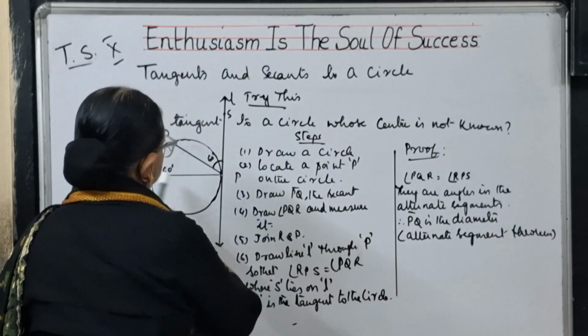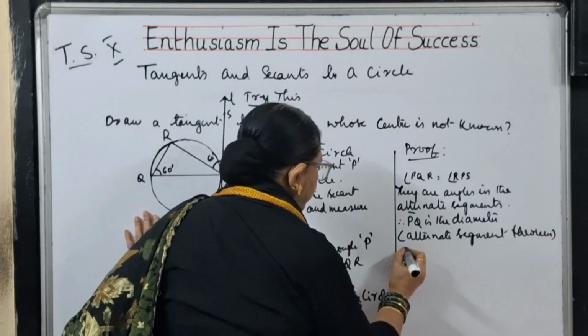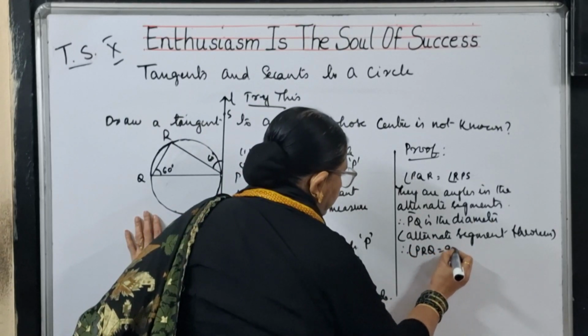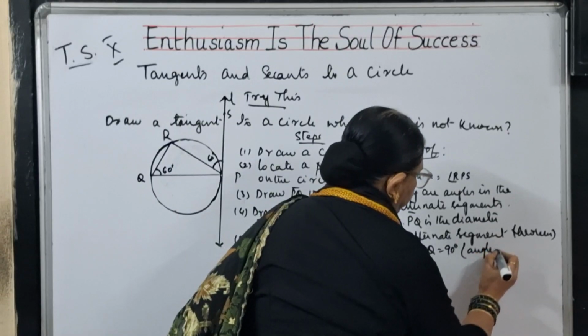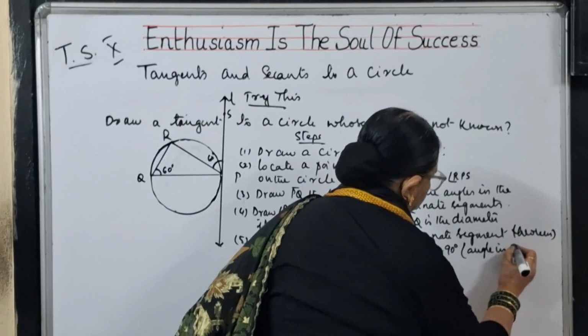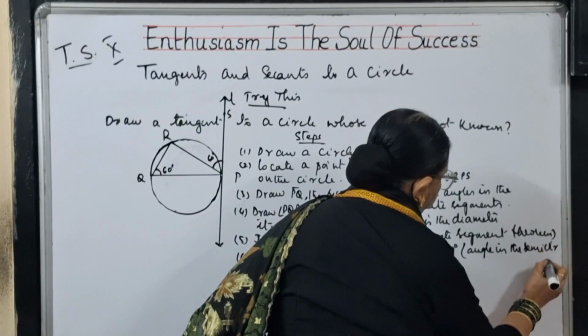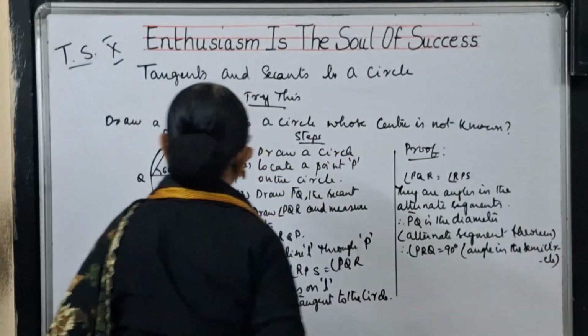So if PQ is the diameter, then we will be saying that angle PRQ is equal to 90 degrees because it is the angle in the semicircle. Angle in the semicircle is always 90 degrees.